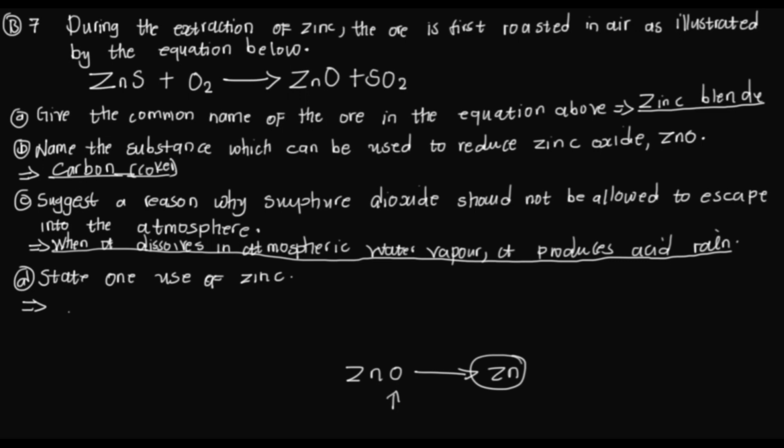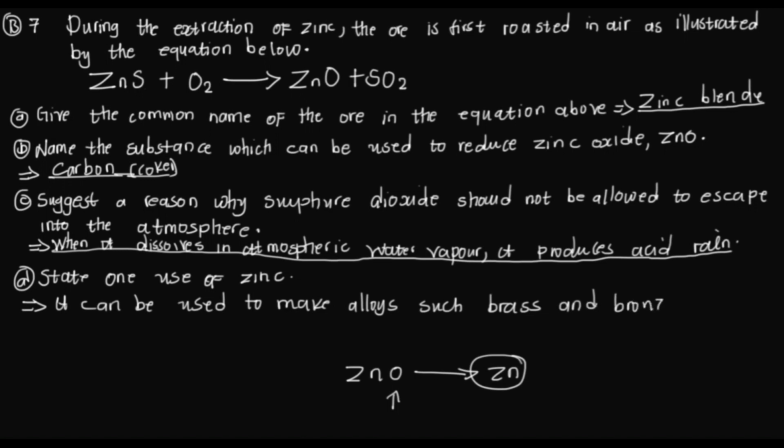Now here we have: state one use of zinc. So zinc can be used to make alloys such as brass and bronze, and zinc can also be used for galvanizing. We are saying if we want to protect one metal from rusting, we can use zinc to galvanize a metal that is sensitive in terms of rusting.